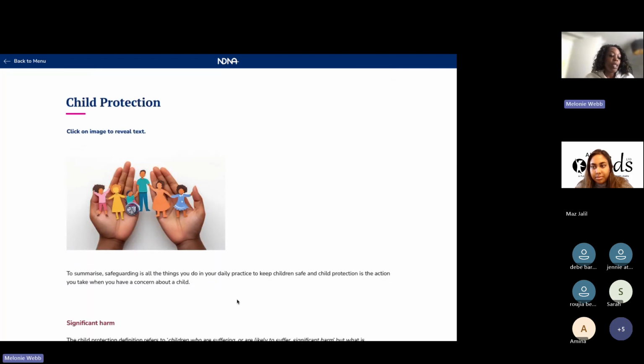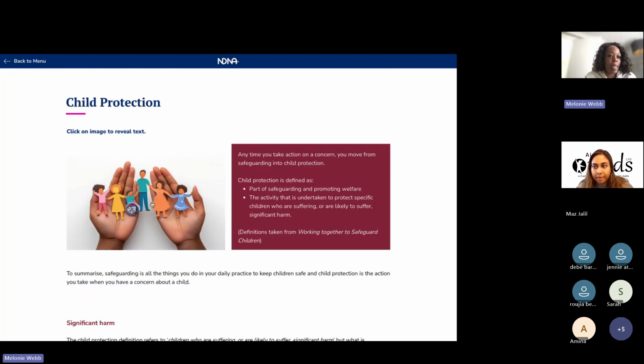So, child protection looks like making sure that anytime you take an action or concern, it moves from safeguarding into child protection. So we've put all of these things in place, the risk assessments and everything else. However, if we get a disclosure, we then need to take action. So that moves from safeguarding into child protection.